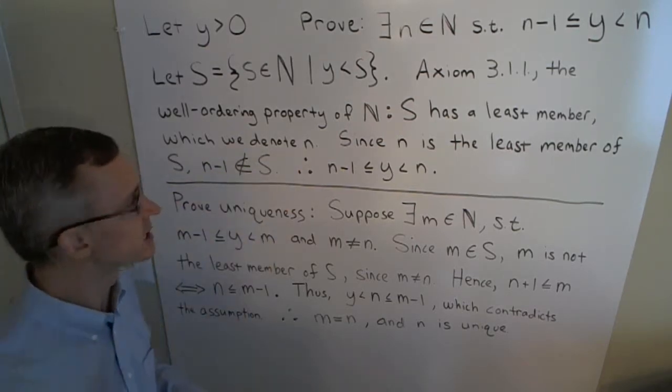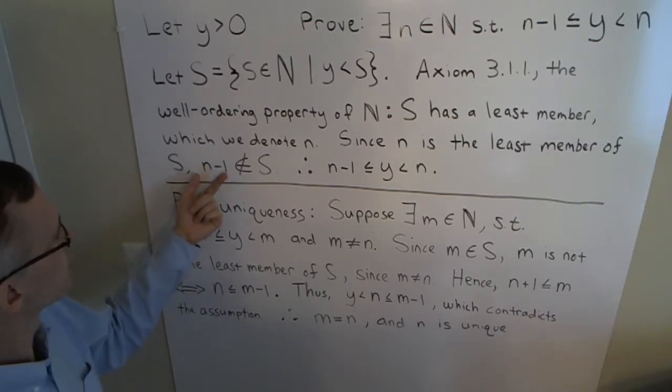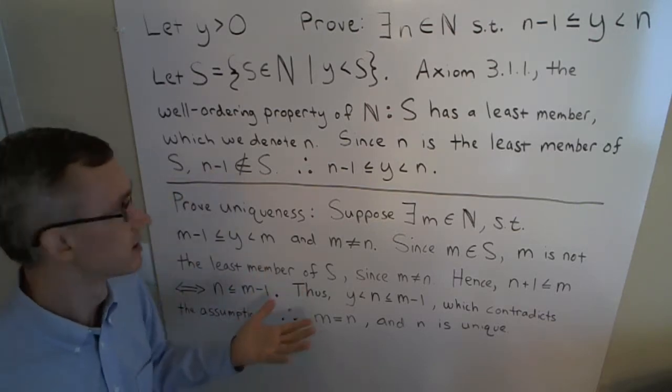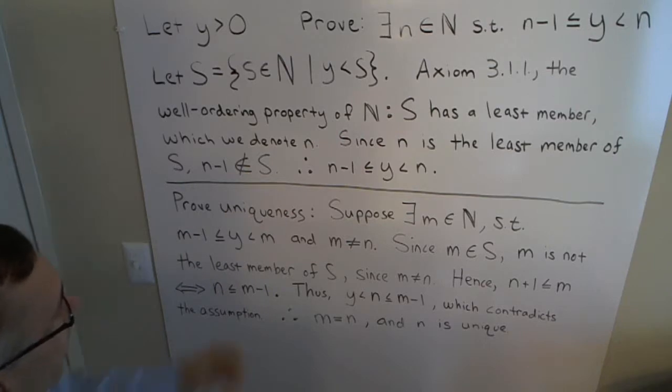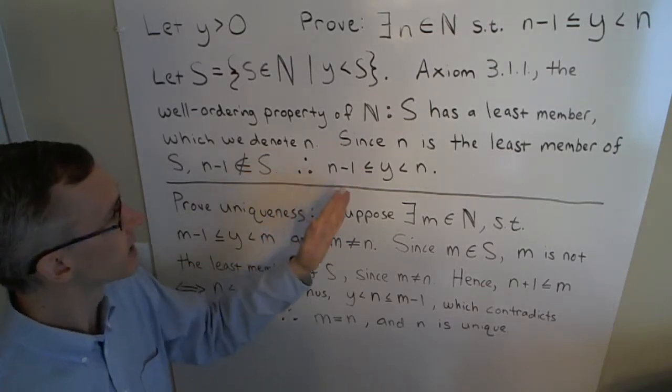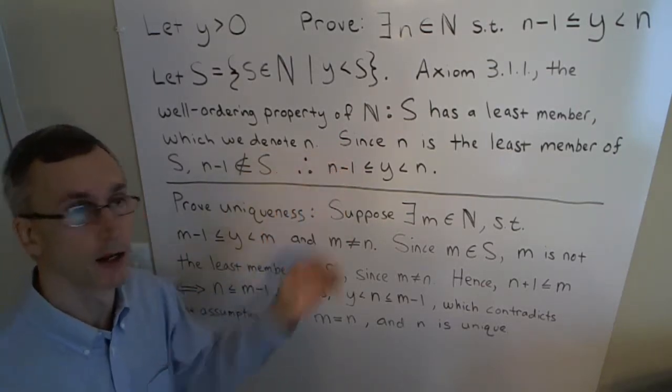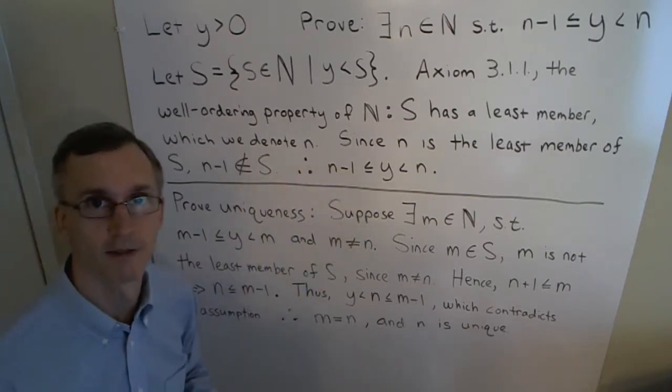Since n is the least member of S, n minus 1 cannot be an element of S. Therefore, we know that n minus 1 has to be less than or equal to y, and the result follows.